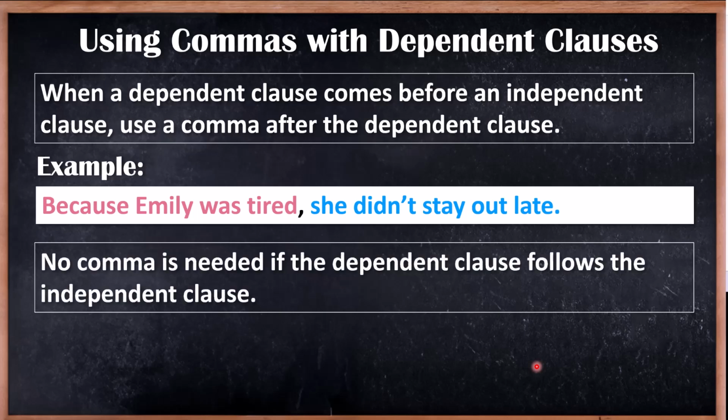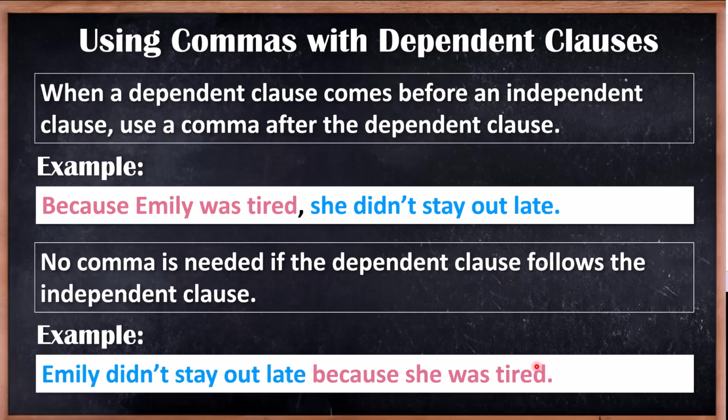However, no comma is needed if the dependent clause comes after the independent clause. So we can reverse these clauses and we do not use a comma. Emily didn't stay out late because she was tired. So remember, a dependent clause, comma, independent clause. Otherwise, when the sentence begins with the independent clause, we don't use a comma.